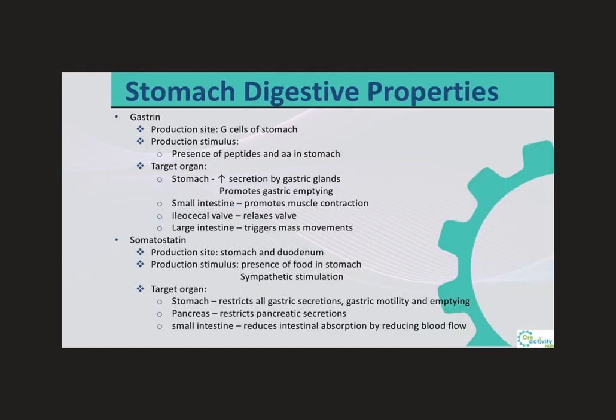Let's talk now about the digestive properties in the stomach. First, we have gastrin, which is going to be secreted by the stomach mucosa, mainly by the G cells of the pyloric antrum. And this hormone is secreted when it's stimulated by the presence of peptides and amino acids in the stomach. Once gastrin is present in the stomach, it increases the secretion by the gastric glands, and this promotes gastric emptying. Therefore, the contents will go from the stomach into the small intestine.